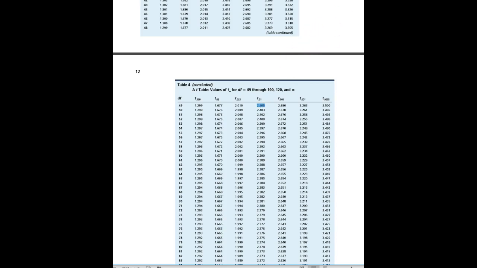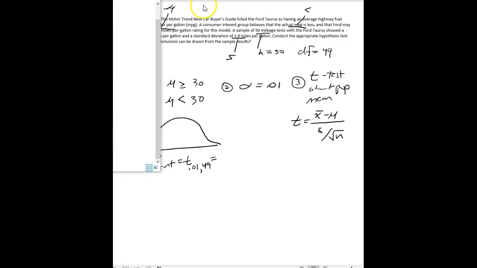Yes, 2.405, and then is this going to be positive or negative? It is going to be negative because it is on the left-hand side. So it is going to be negative 2.405. Okay, so then reject if T calc is less than T crit, which is equal to negative 2.405.